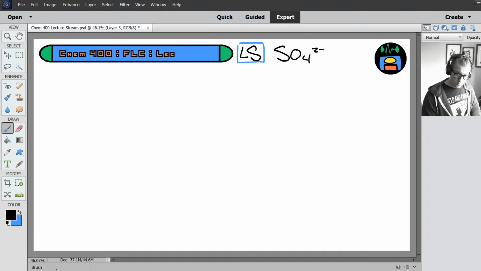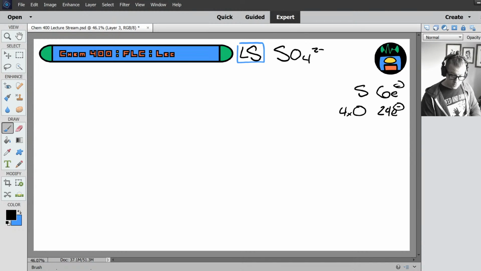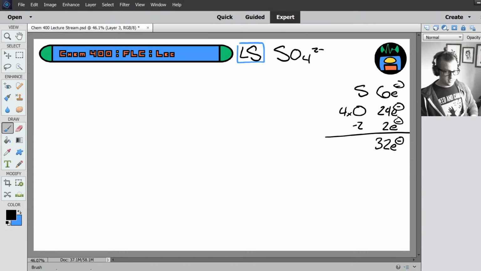We have to start by totaling our electrons. Sulfur has 6 valence electrons. Oxygen also has 6, but we have 4 of them. So that'll be a total of 24. And then our charge of -2 means that we have 2 more electrons than is normal for this collection of atoms. So we have to add 2 electrons to the count. So that brings us to 32. We've got 32 electrons in our budget that we have to spend to construct this Lewis structure.